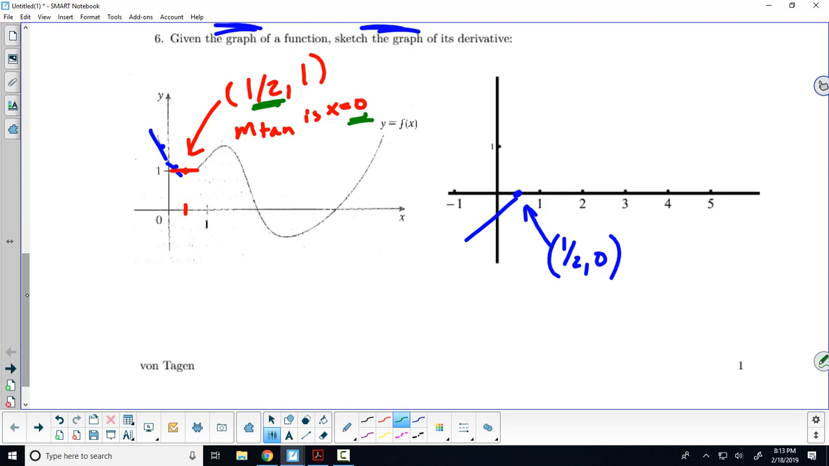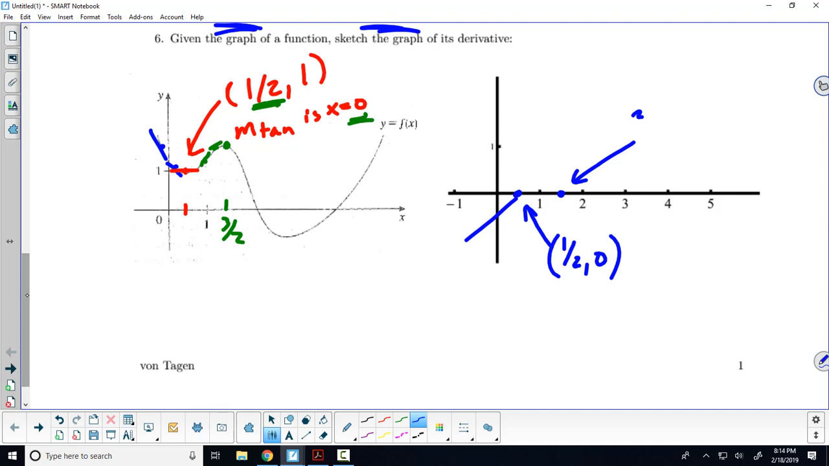After I leave 1 half, what's the slope on the tangent line for a little while? It's got what type of slope? Positive. Until I get to right about here. I'm not sure where that is. Let's go ahead and call it 3 halves. At 3 halves, the derivative is again what? At 3 halves, the derivative is again 0.